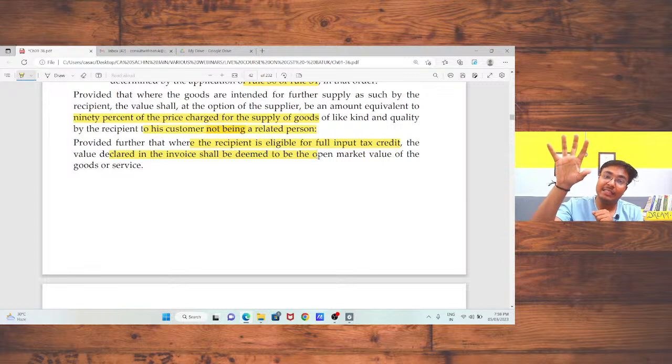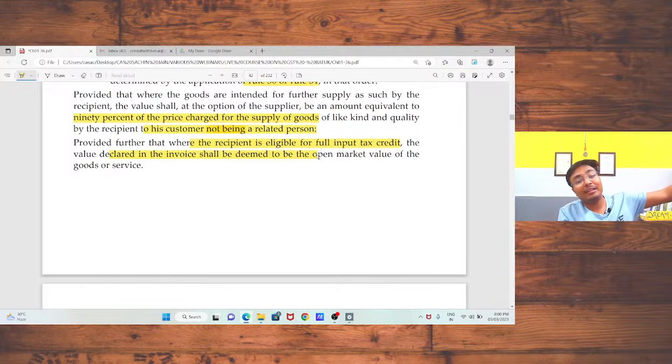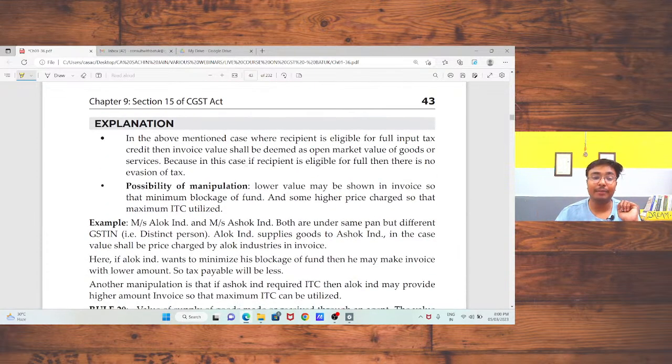So, sir, in case of a distinct person or related person, the value is the open market value. If open market value is not available, then like kind and quality or quantity. If that is not available, then you should go to rule number 30 and rule number 31. And there is another option available if the branch is going to further supply that particular product or goods. In that case, the value will be 90% of that further supply price. Is that okay? So, rule number 28.